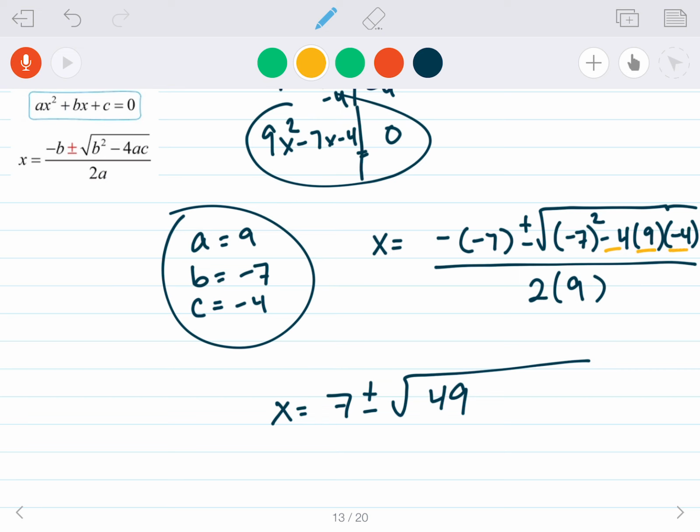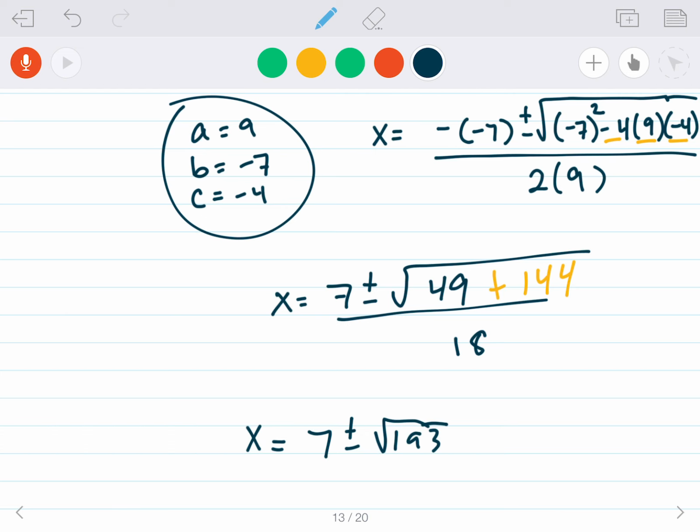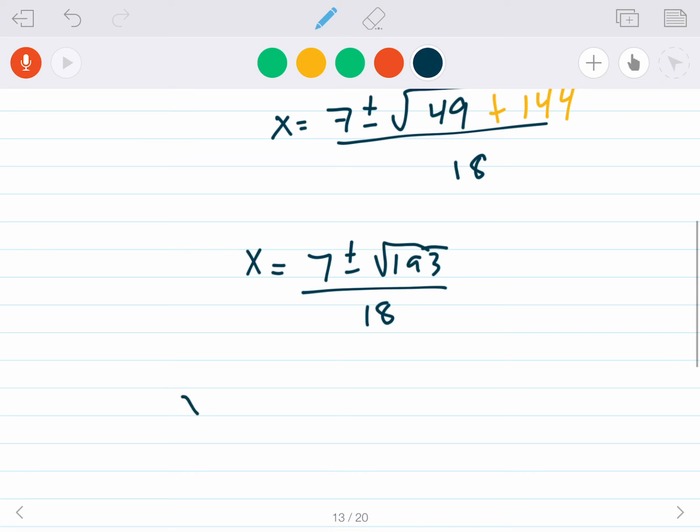What's that going to give us? Let's see. Times positive 144. Okay, so let's see what that gives us. I get 193, which is not a perfect square. So I'm just going to leave it. I'm going to say x is equal to 7 plus or minus root 193 all over 18. So 2 answers. Again, funky looking decimals, but it's all good.